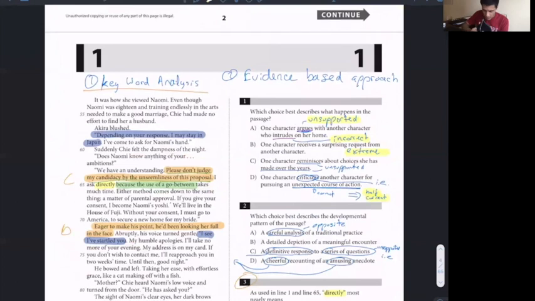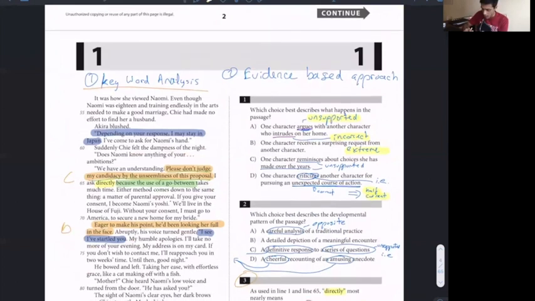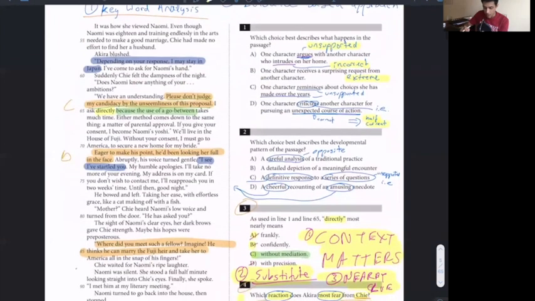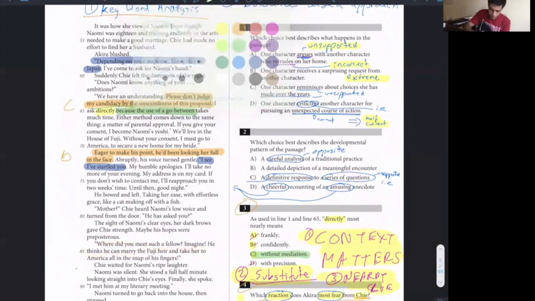"Please don't judge my candidacy." That definitely supports what he most fears and also supports the answer, which is unseemliness of his proposal. And D, "eager to make his point, he'd been looking her straight in the face." Again, that does not support the answer. So that's how we choose C as the right answer.